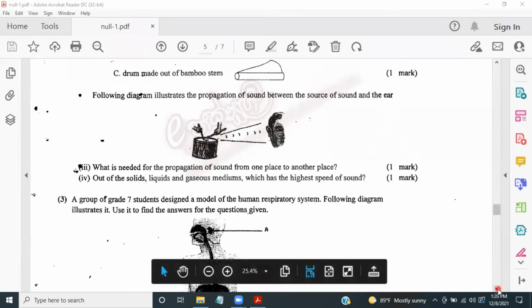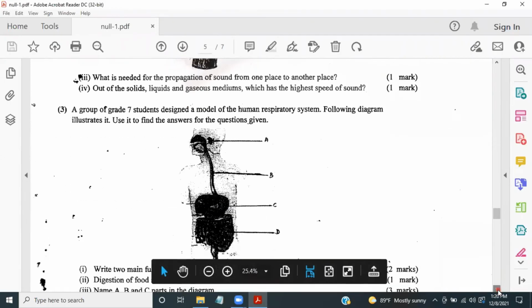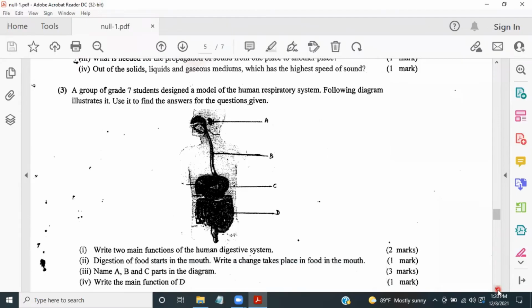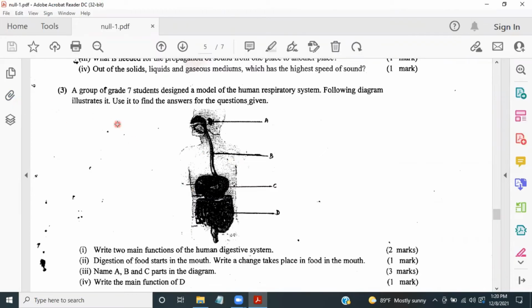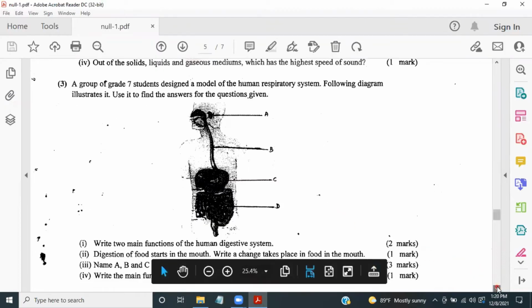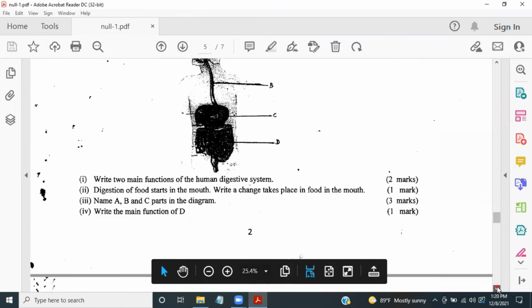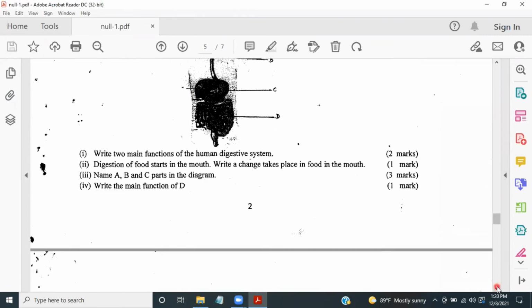Third question. A group of grade 7 students designed a model of the human respiratory system and human digestive system. The following diagram illustrates it. Use it to find the answers for the questions given. Write two main functions of the human digestive system. You should write down the two main functions.